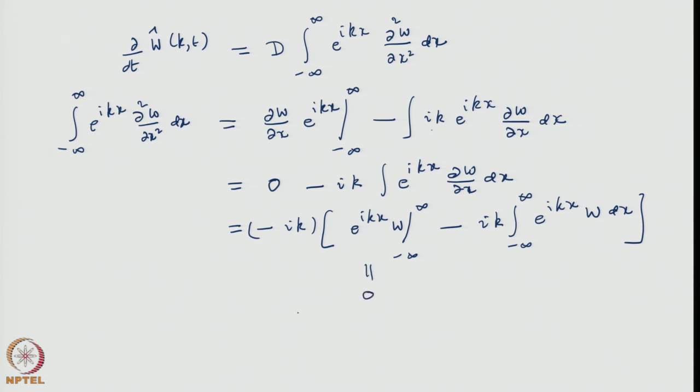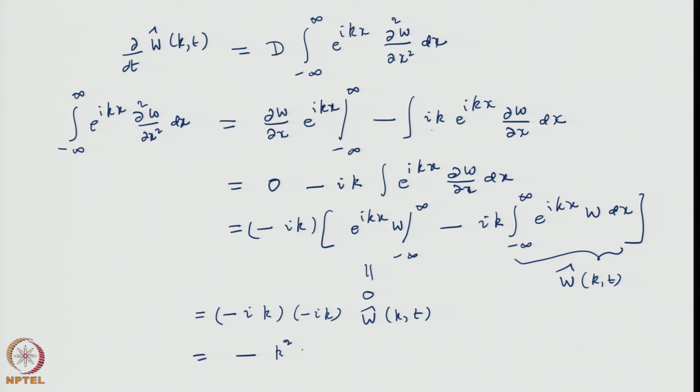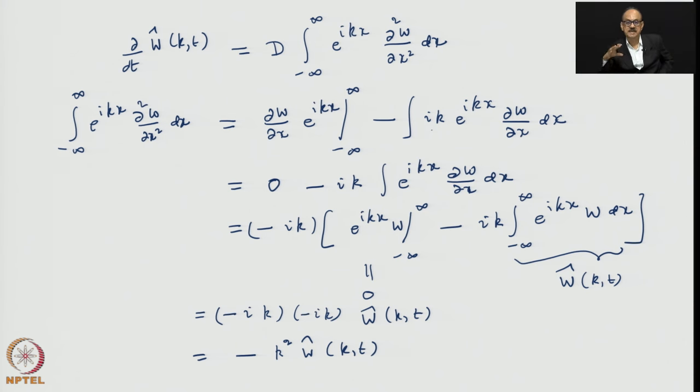So, like earlier, this will go to 0, and so we are going to have minus i k, then again minus i k, and this, back to the definition, is going to be the Fourier transform of w, or w caret of k t. So, this will be w caret k t. Now, minus minus plus and i square. So, this is simply minus k square. That is the attraction of doing Fourier transforms. It reduces the entire differential term to an algebraic term.